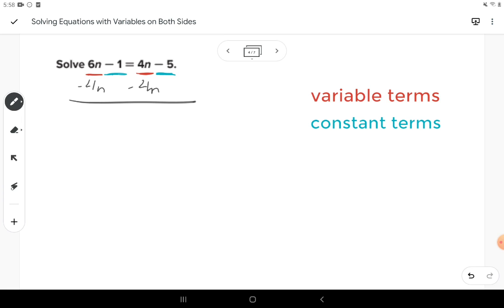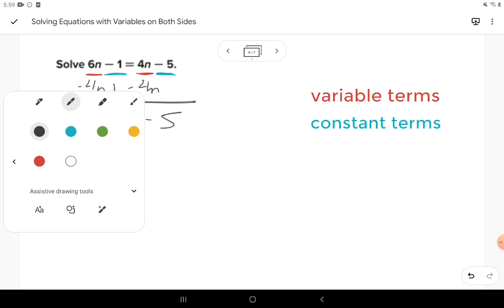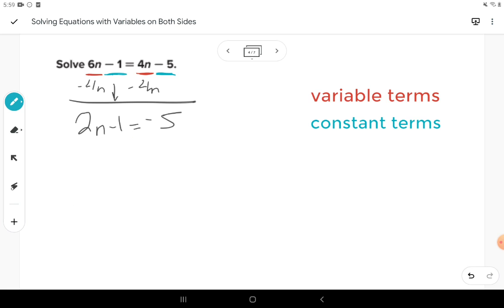6n minus 4n gives me 2n. We drag this minus 1 down, equals, and then we drag this minus 5 down. All right, so as we recategorize, we see we have this minus 1 and this minus 5, but now at least we only have one variable term.